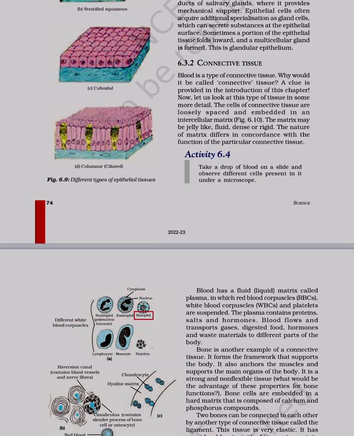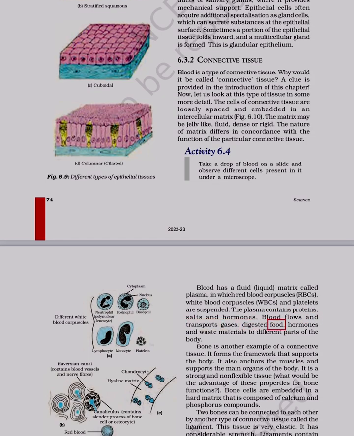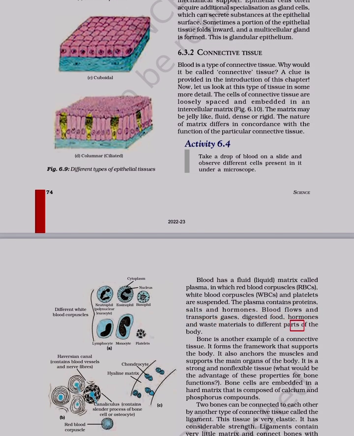Blood has a fluid liquid matrix called plasma, in which red blood corpuscles, RBCs, white blood corpuscles, WBCs and platelets are suspended. The plasma contains proteins, salts and hormones. Blood flows and transports gases, digested food, hormones and waste materials to different parts of the body.